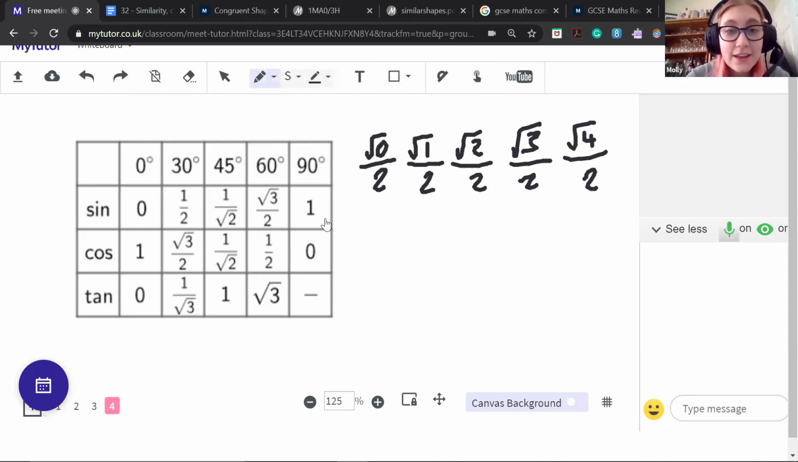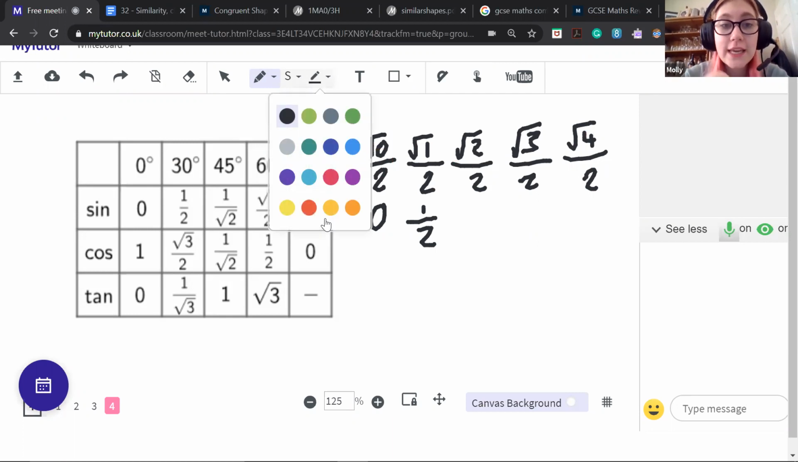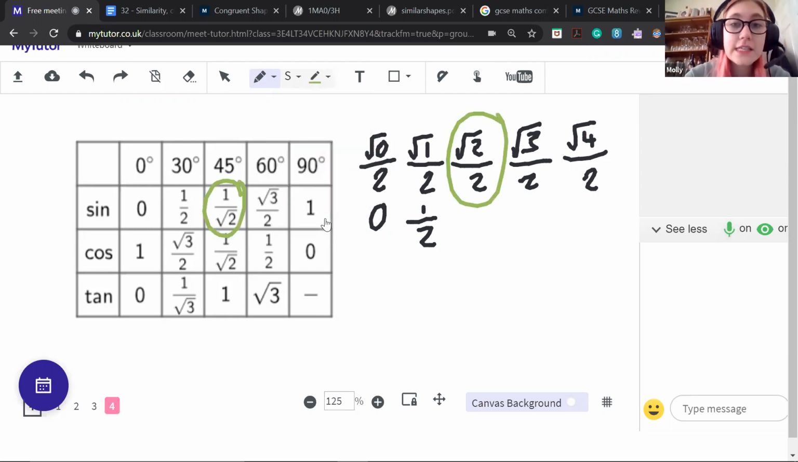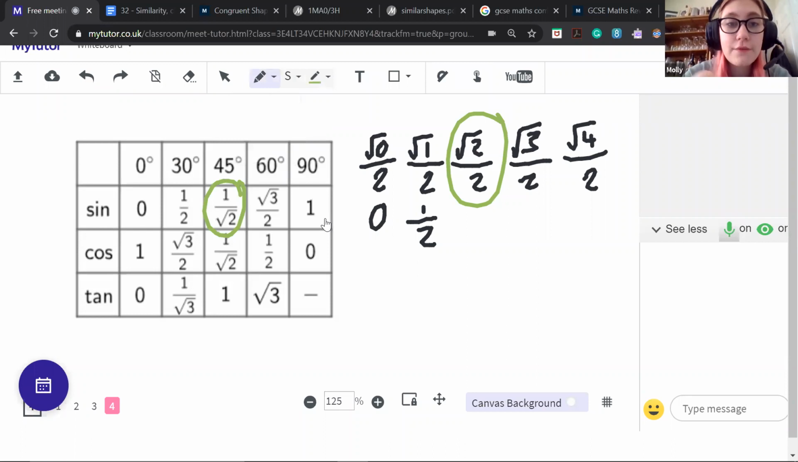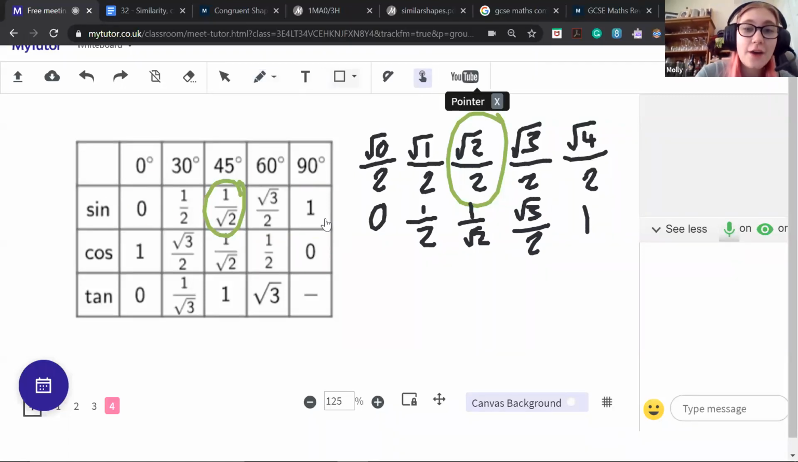And can you see here that root 0 over 2 is just 0, root 1 over 2 is just 1 over 2, root 2 over 2 can also be written as 1 over root 2. This one you'll see in both of these forms. These are the same number. This is just if you rationalize the denominator as this, it doesn't matter which you use. Root 3 over 2 we just leave as root 3 over 2. And root 4 is 2. So root 4 over 2 is just 1. So hopefully you can see how this is this thing. So hopefully you can just remember that.